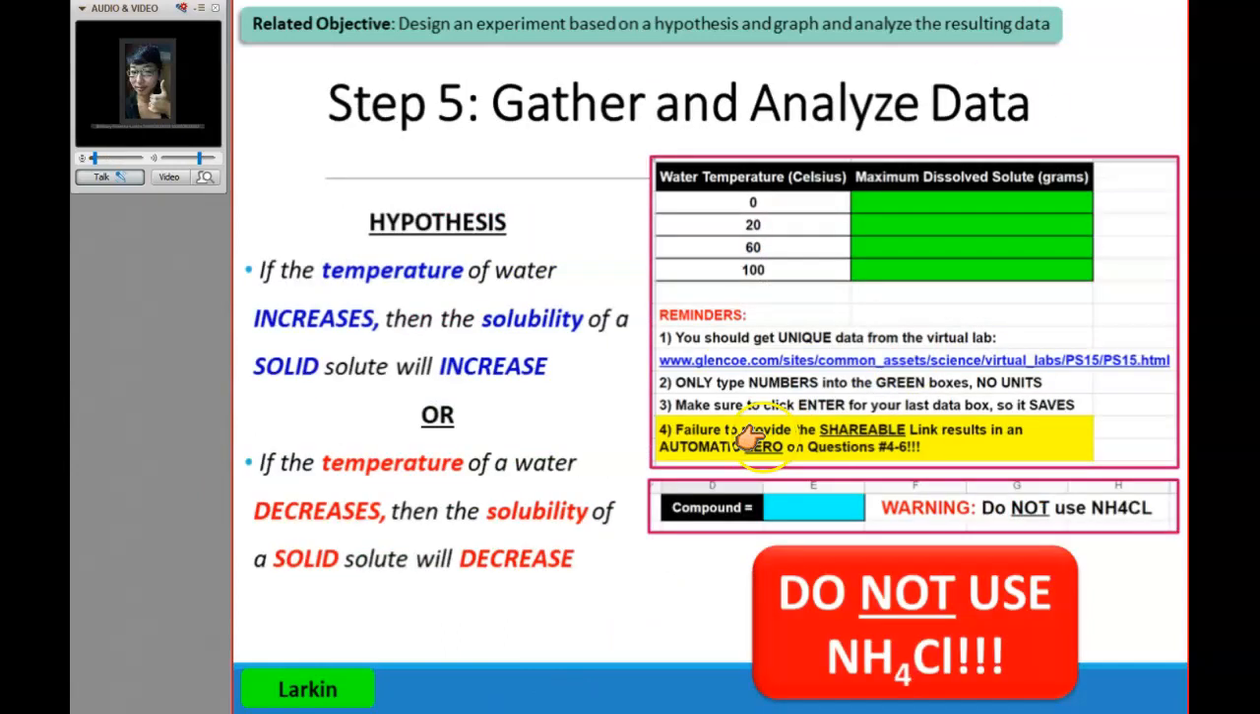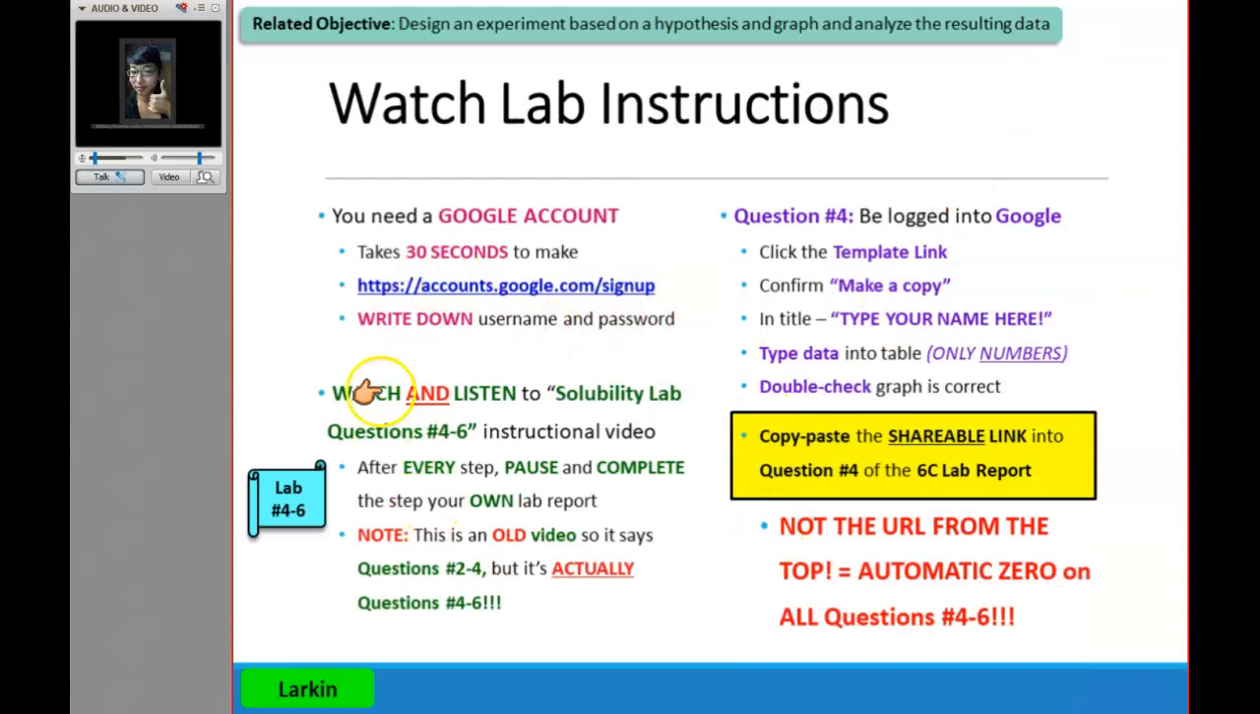There are some reminders here. Remember, only type numbers. Don't type any units or letters in here because it will mess up your graph. Make sure you click out of your last box or press enter out of your last box. Otherwise, you will lose points on that because it won't show up when we go to grade it. So make sure you click out of that last box. And then remember, if you don't give us the shareable link, which the instructions are in there, you automatically get a 0 on 4 through 6 until we get your shareable link. So make sure it's the shareable one.